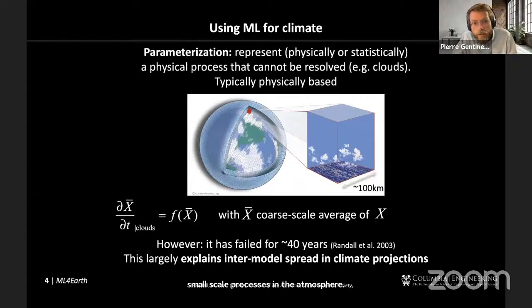And that's what we typically represent using a so-called parametrization. So that's what Tim introduced before. And that's basically a subgrid representation of things that are basically too small to be represented at the scale that we have in a climate model. And a typical scale will be roughly 100 kilometers or so.